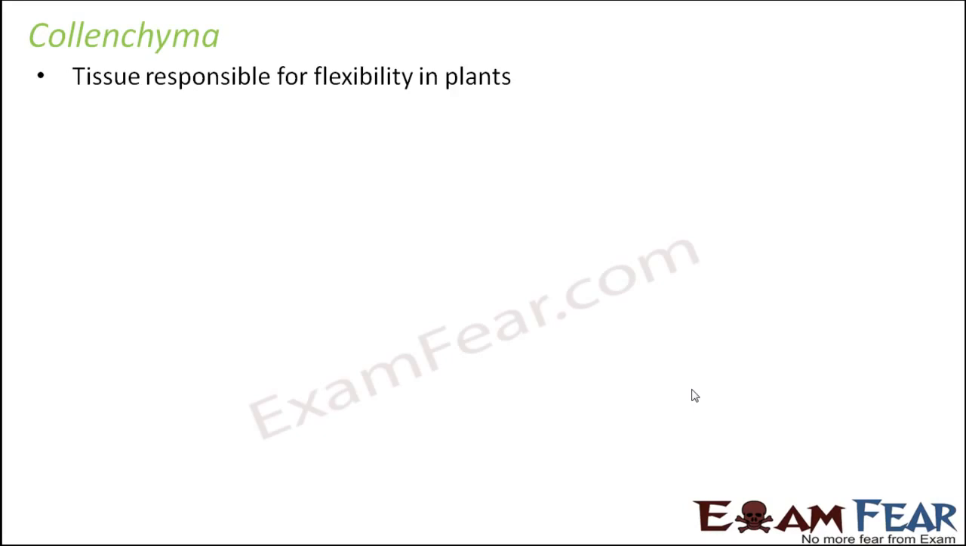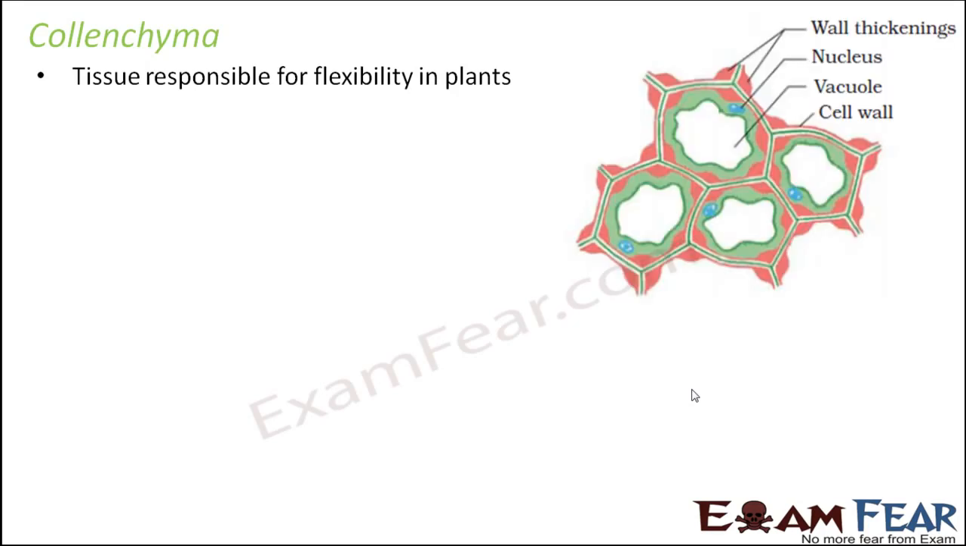So where do we see this collenchyma? It is generally present below the epidermis. Epidermis is the outermost layer of the plant. So just below the outermost layer, collenchyma is present. Talking about its structure, this is how it looks like. Just looking at this picture, you can see that one important thing which is present here is the vacuole. So you can see quite big vacuoles are present here.